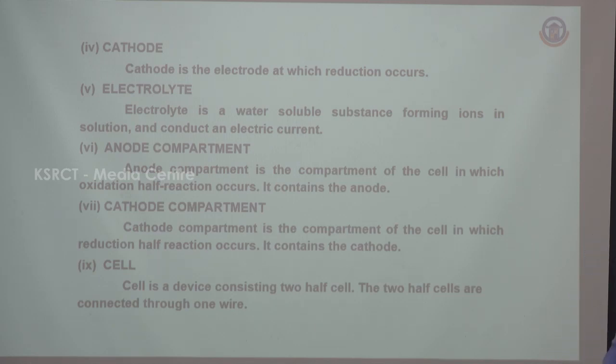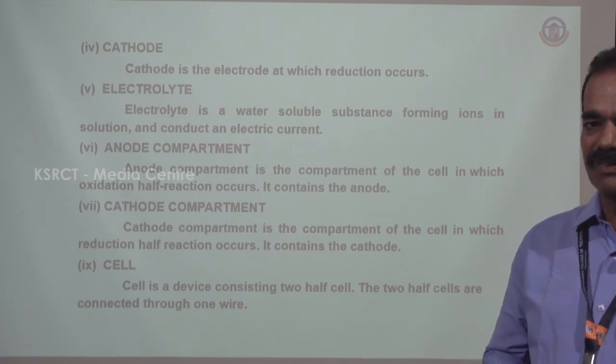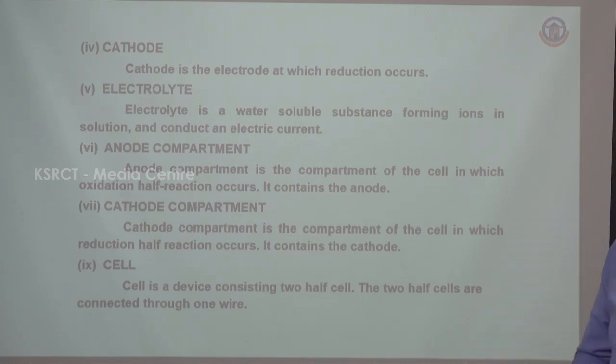Then what does cathode mean? It is an electrode at which reduction occurs. I have already told the definition of reduction. Reduction is nothing but gain of electrons in the electronic aspect and addition of hydrogen followed by removal of oxygen in the chemical aspect. Then what does electrolyte mean? It is a water-soluble substance forming ions in solution and conducting an electric current. This is nothing but an electrolyte.